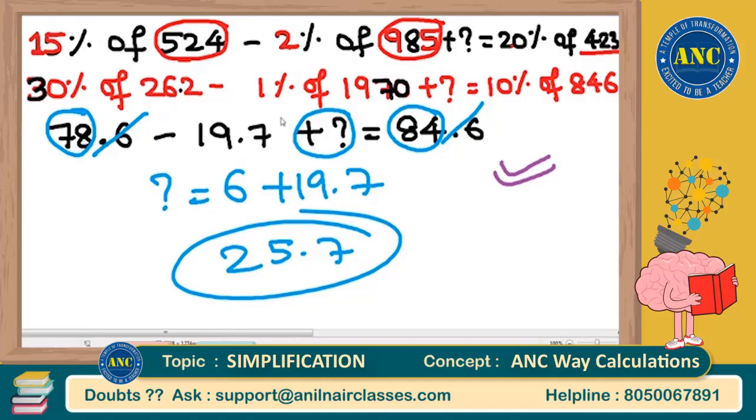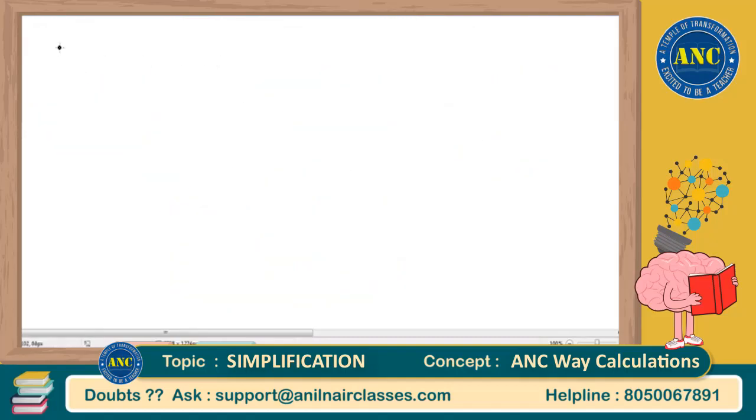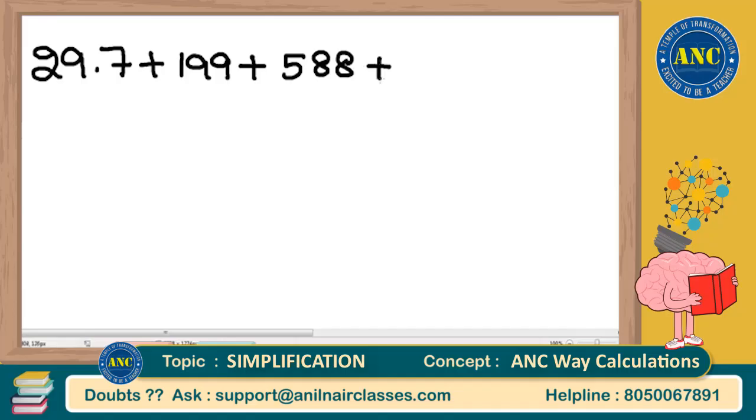See here, sir. Next question. Again, a very beautiful question to understand how to distribute things to some of your friends or other things. 29.7 plus 199 plus 588 plus 697 plus 298. I want to find this value and I want to get it so fast. Now everyone listen carefully, sir. It is not 29.7 here. It is actually given in the question as 297.